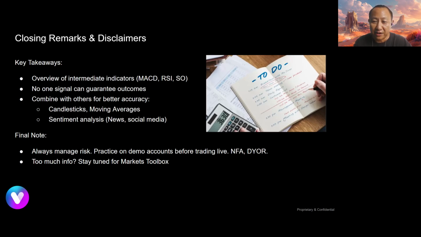All right, and of course, on the final note, if you're going to trade, always manage your risks. Practice on your demo accounts before trading live. Learn as much as you can. This is not financial advice, it's for educational purposes only, and do your own research.